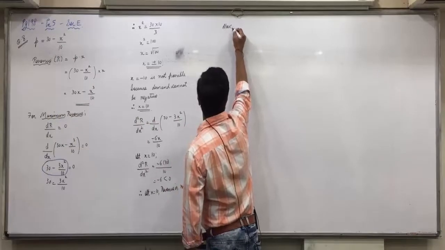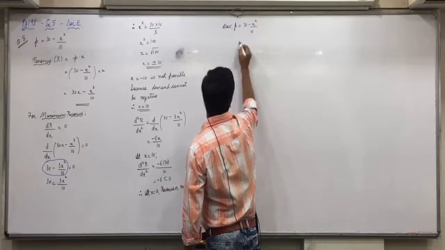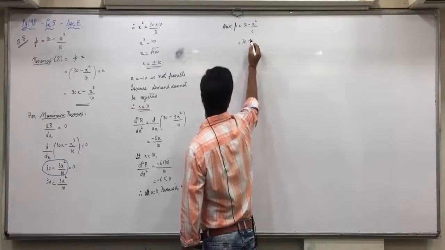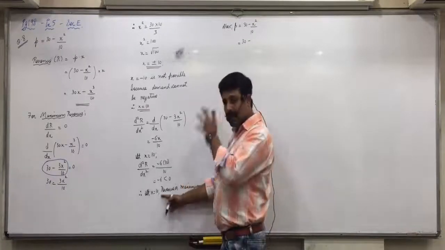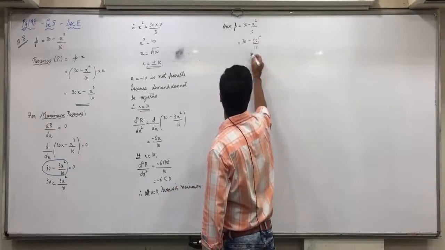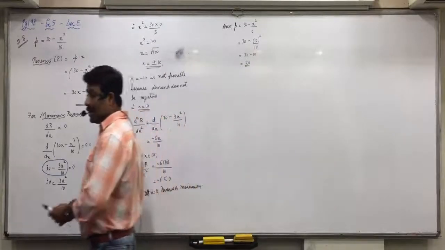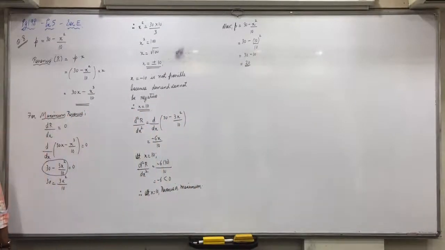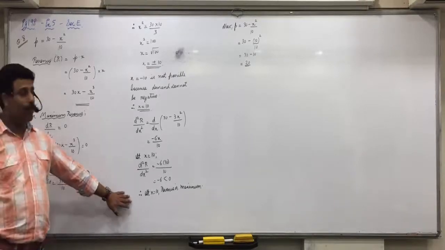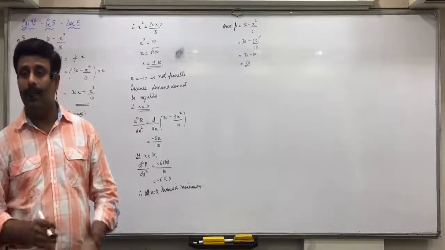P equals 30 minus x square upon 10. So 30 minus, what will you put in x? 10. 10 square upon 10. 10 square means 100, 100 divided by 10 is 10. So 30 minus 10, that is 20. Means for maximum revenue, what is the demand? 10. And what is the price? Rupees 20. Did you understand this?